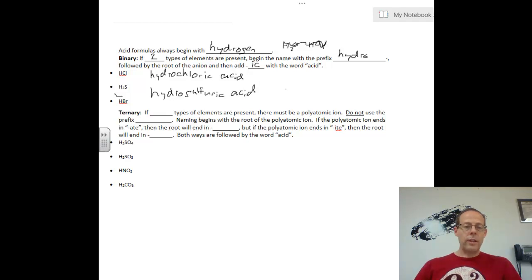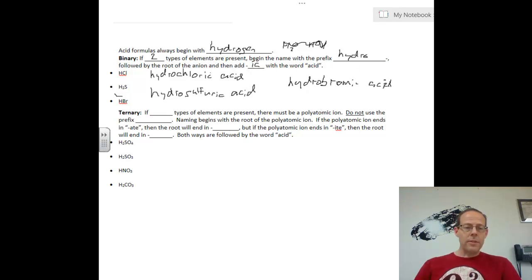And then our last one, HBr, this is kind of fun, hydro. And then just like chlorine, we have brom. So hydrobromic acid. All right, and that's how you name binary acids. So kind of think binary again. And then the other type is ternary.